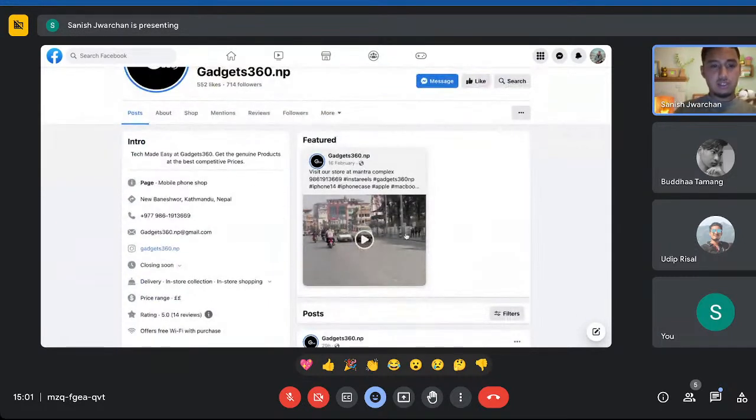So Gadget 360.np, TechMade, even things like "Get Tech Made Easy at Gadgets 360", you know? That goes really well. It rhymes too. "Get the genuine products at the best competitive prices." Boom. Something like this, catchy, short, sweet. Maybe in your own business you can figure out something along this line, eh?